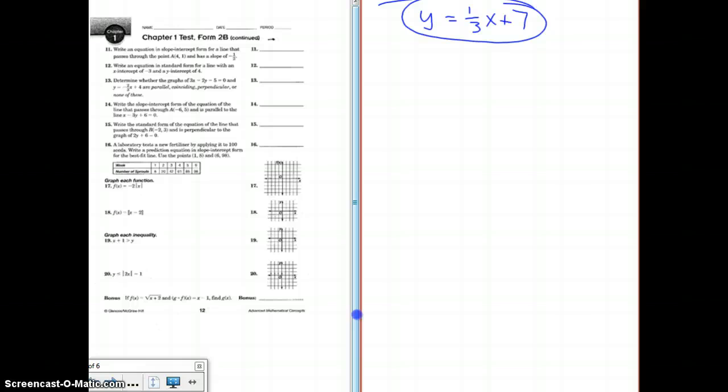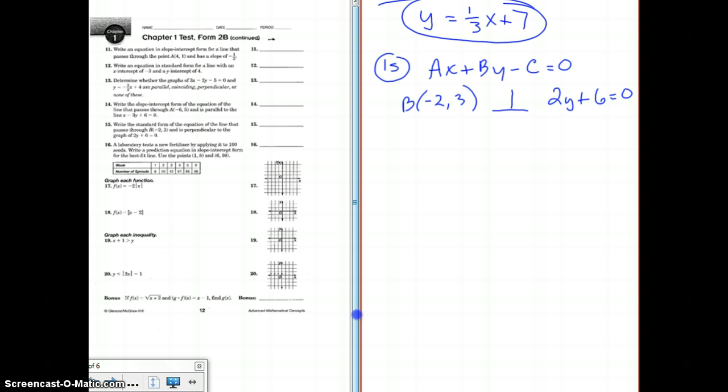Number 15, I want it in standard form, Ax plus By minus C equals 0. Write the standard form of the equation of the line that passes through the point (-2, 3) and is perpendicular to 2y plus 6 equals 0. So they need to be negative reciprocals, the slopes do.